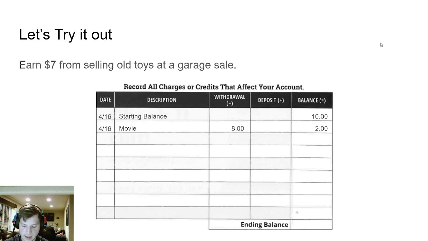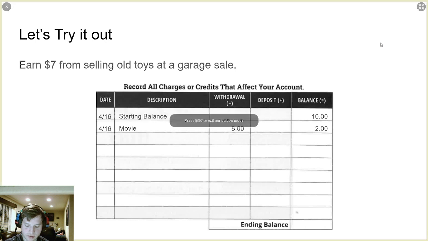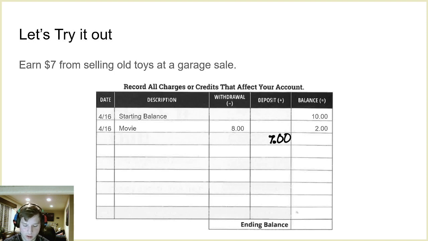Okay. Next, let's earn $7 from selling old toys at a garage sale. So I'm putting money into my account. I'm earning money, so that's going to be a deposit. Let's write that in the deposit section. In the next line, I'm going to deposit $7. And what are we doing? We have garage sale. And everything's going to happen today because that's when we're getting money into our account.